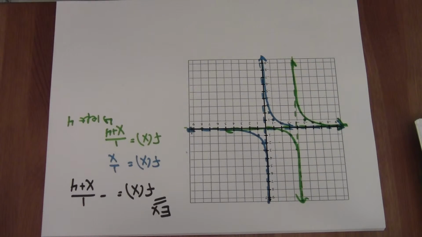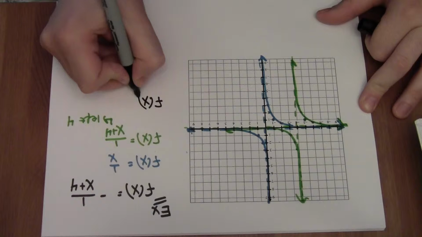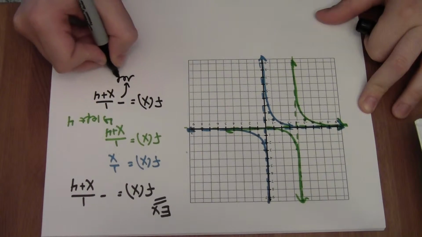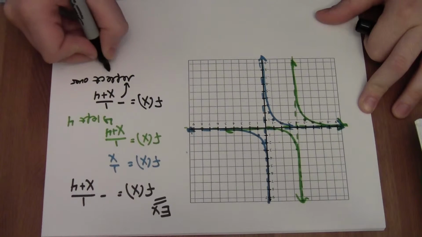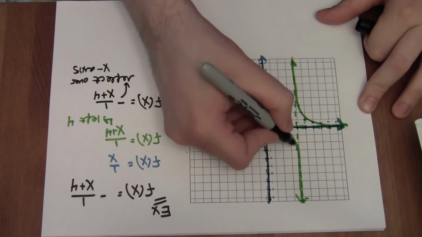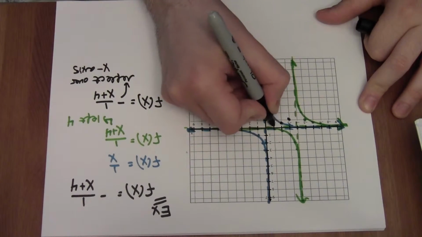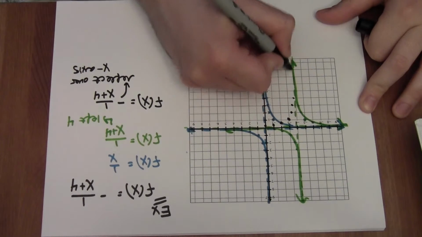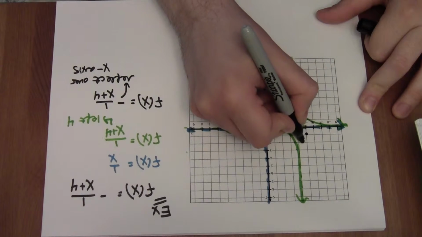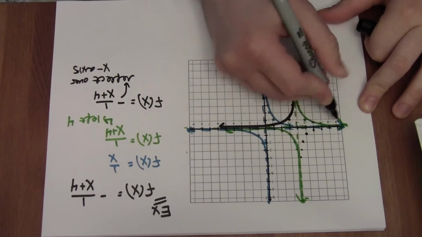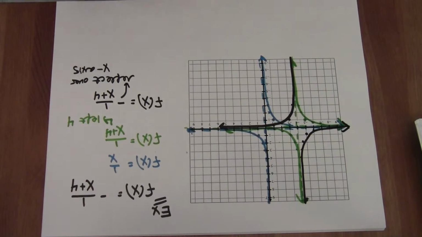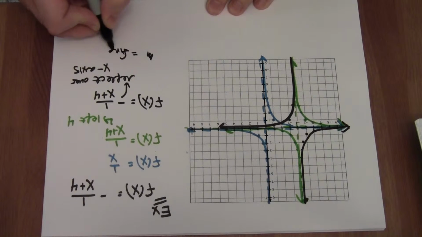Finally, that negative out front will be a reflection over the x-axis. Reflect over the x-axis. I'm going to keep my asymptotes where they are, and I'm just going to flip all the points over the x-axis. And that black graph is my final one.